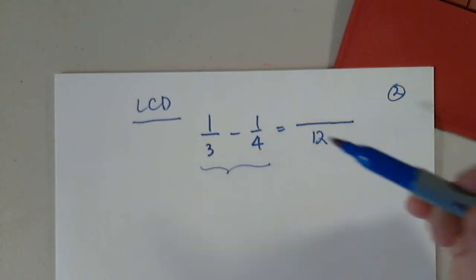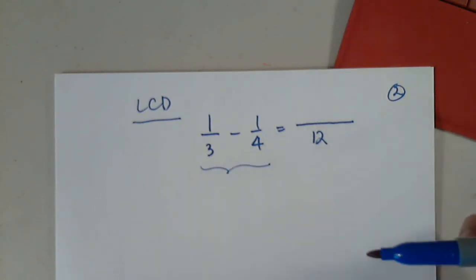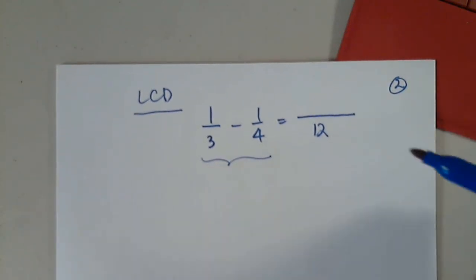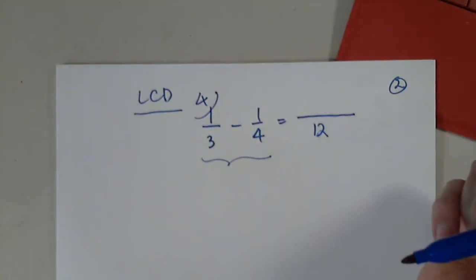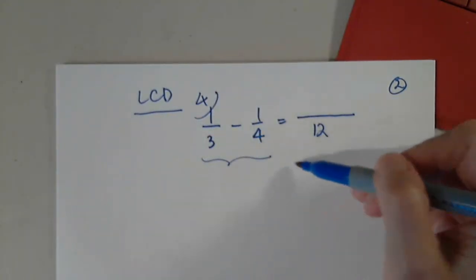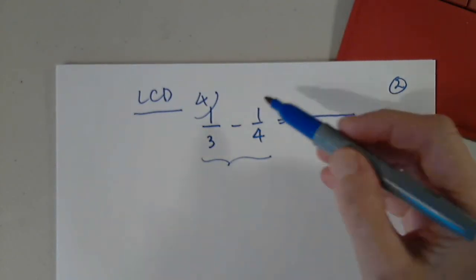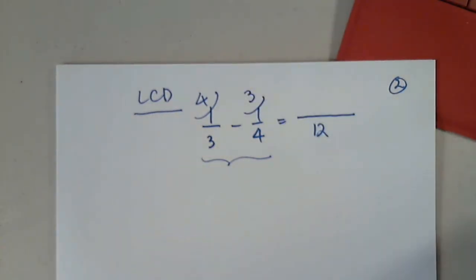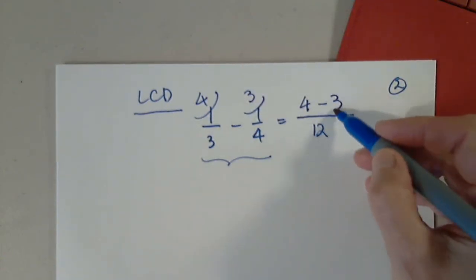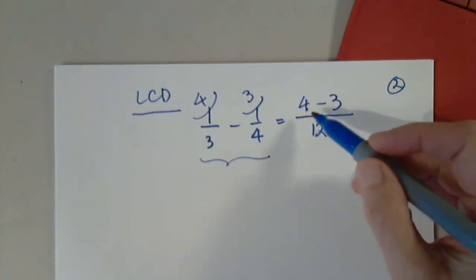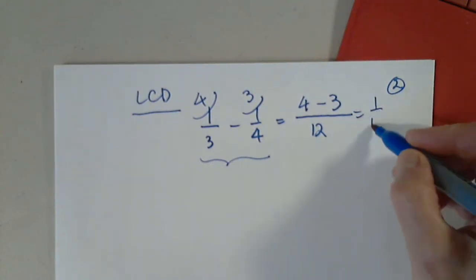So in this case, I chose an example with 2 factors that have nothing in common, which means that I multiply 3 by 4, I have to multiply the numerator by 4. I multiply 4 by 3 to get 12, so I have to multiply the numerator by 3. 4 times 1 is 4, minus 3 times 1 is 3, so I combine like terms, perform the operations, and I get 1 over 12.